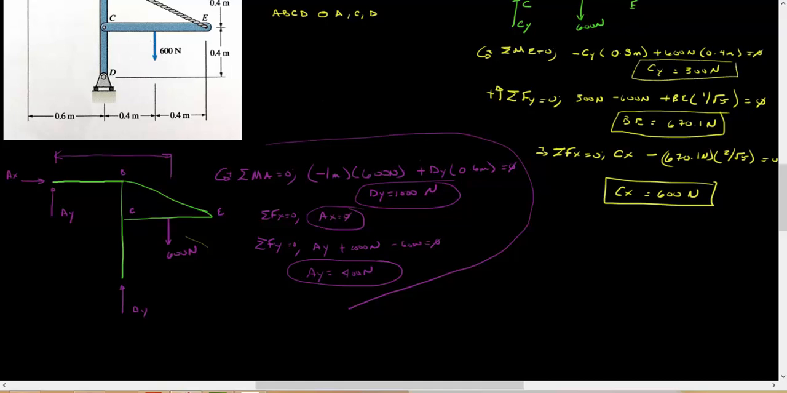So I have solved for the remainder of my unknowns. So I have A, C, and D. Now I really need to circle this one. So I have A, I had D, and I have my two forces in the C component.